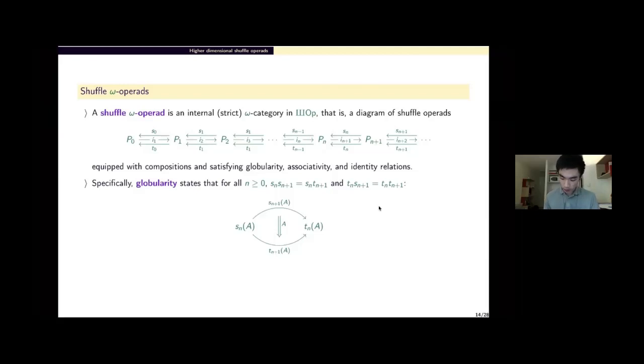I just want to say that globularity means that the source of the source is equal to the source of the target, and the target of the source is equal to the target of the target. So if we take an n+2 cell, A, we can draw its source and target as paths or arrows, and then these two arrows share the same source and target. So this creates a sort of bubble or globe.